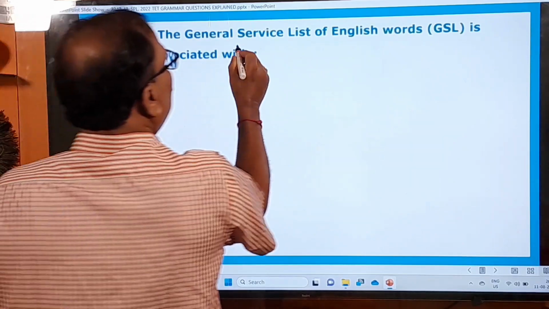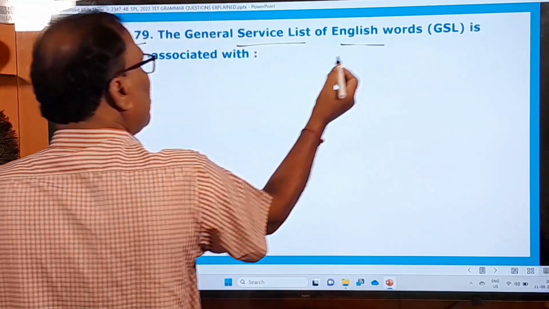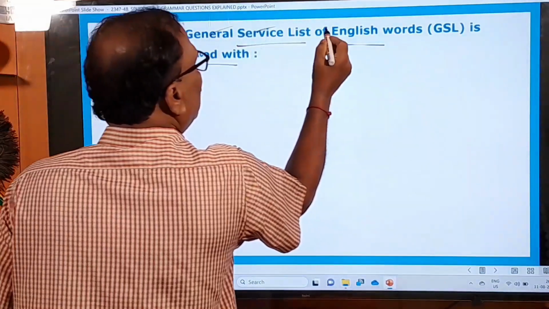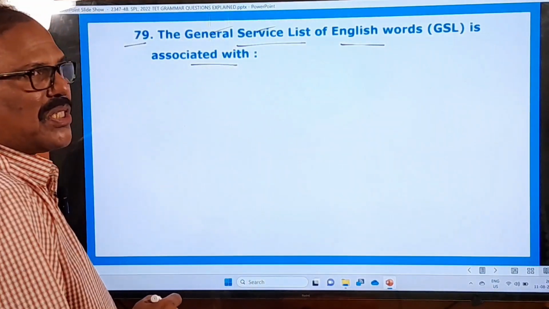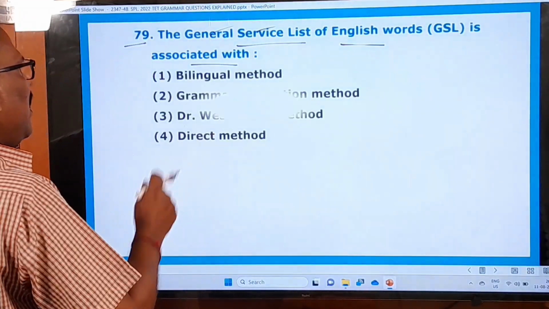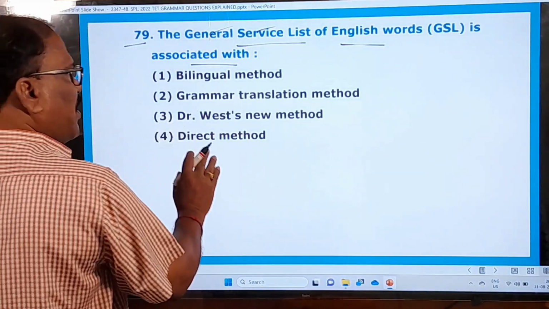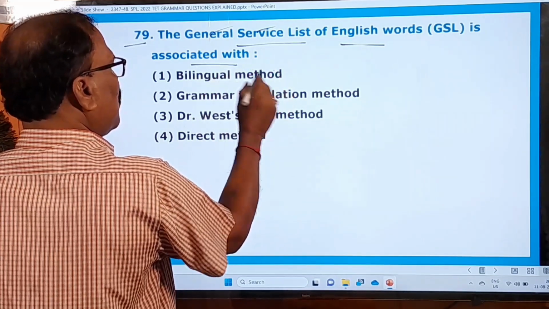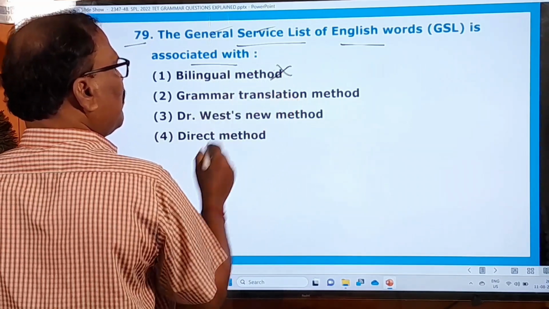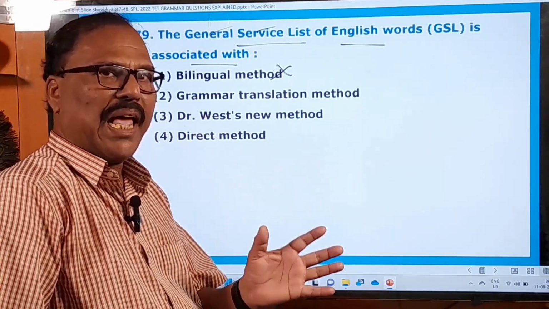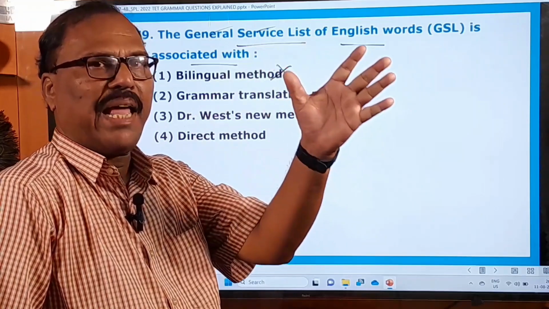79th one. The general service list of English words, GSL, is associated with what? So here are mentioned 4 options. Bilingual method. Is it associated with the bilingual method? No. Bilingual method means using the local language to teach the target language.